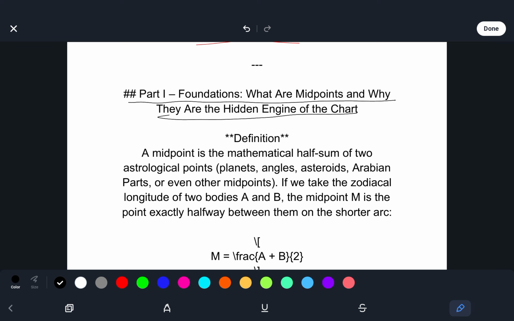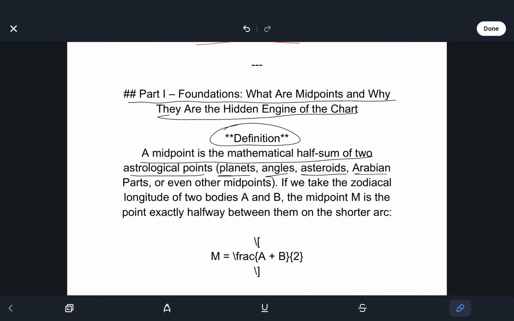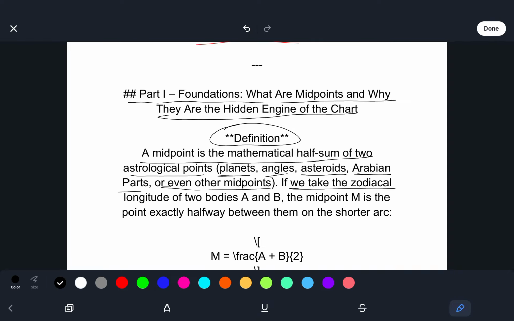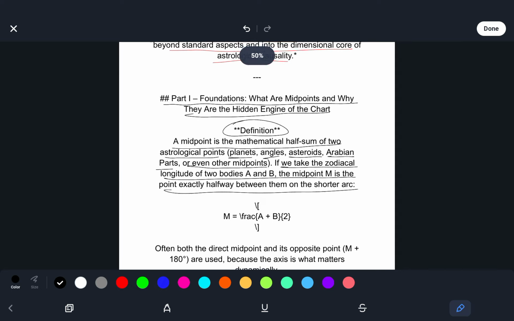So now I want to get into our foundations. What even are midpoints and why they are the hidden engine of the chart. A midpoint is a mathematical half-sum of 2 astrological points: planets, angles, asteroids, Arabian parts, or even other midpoints. If we take the zodiacal longitude of 2 bodies A and B, the midpoint M is the point exactly halfway between them on the shorter arc.